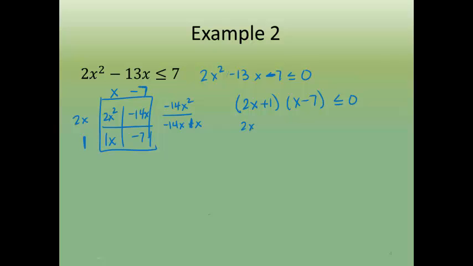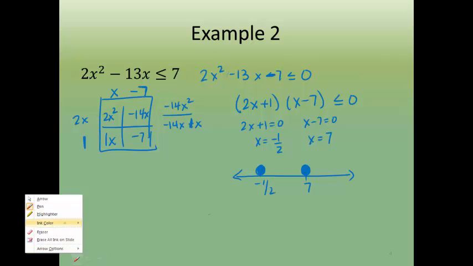By setting each of these equal to 0, I get x to equal negative 1/2, and over here I get x to equal positive 7. If this were an equation, I would be done, but it's an inequality, so I have to figure out where the shading would occur on my graph. So I'm going to place these numbers on the number line. Of course, in the correct order. And I'm going to use solid circles this time because they are inclusive values.